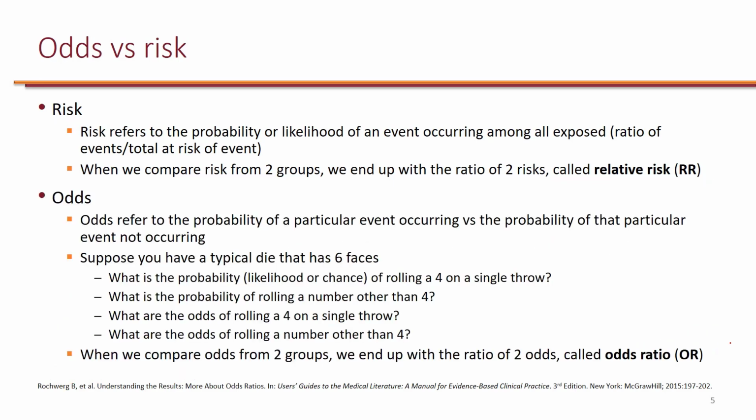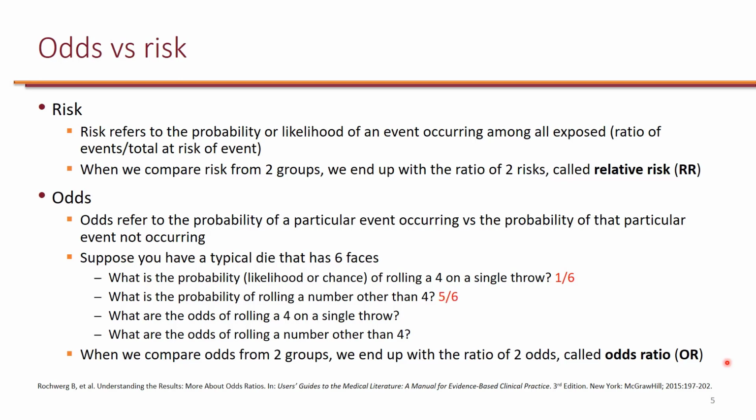Another example to help you understand odds better is, imagine you have a die that has 6 faces. Now, what is the probability of rolling a 4 on a single throw? Because there are 6 faces and only one 4 possible, the probability of rolling a 4 would be 1 out of 6. Now, what is the probability of rolling a number other than 4? Because there are 6 faces and 5 possibilities other than 4, the probability would be 5 out of 6.